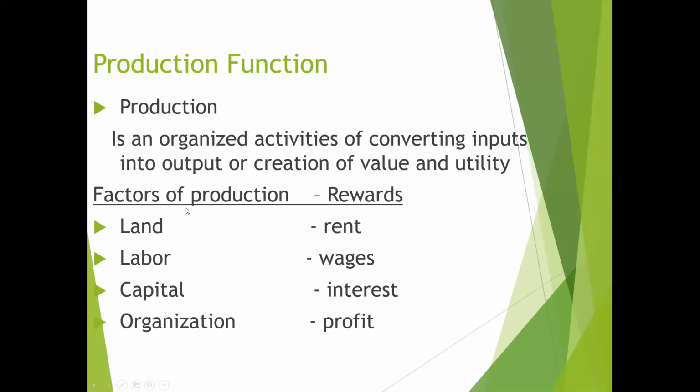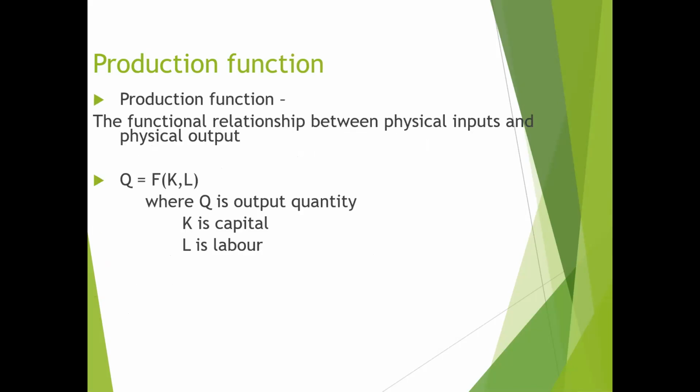In this particular unit, we'll be studying production function. Now, let's understand what is production. Production is an organized activity of converting inputs into outputs or creation of value and utility. And during this process of production, what are the factors of production used? It is land, labor, capital, and organization. What is the price that we pay for it? For land, we pay rent. For labor, we pay wages. For capital, we pay interest. For organization, we generate profit, right?